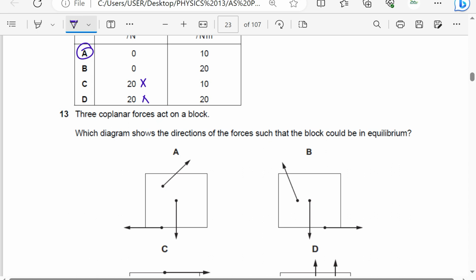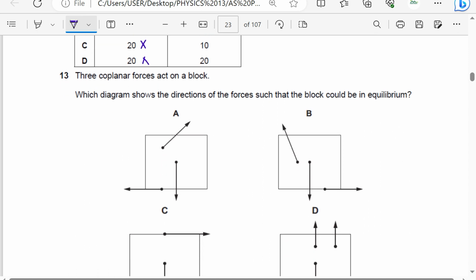Okay, so this should be the last question in part 3. 3 coplanar forces act on a block. Which diagram shows the directions of the forces such that the block could be in equilibrium? So if I have 3 forces, if they are joined head to tail, they should form a closed triangle.